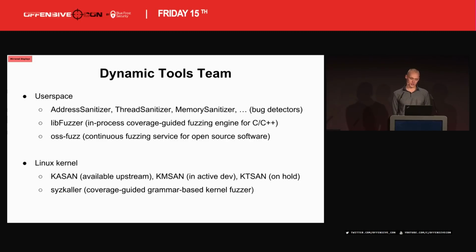The part of the team that does kernel stuff made a bunch of similar tools to ASAN, TSAN, and others for the kernel, called kernel ASAN and kernel MSAN. They are bug detectors. The thing we'll be talking about today is called Syzkaller, which is a coverage-guided, grammar-based kernel fuzzer.